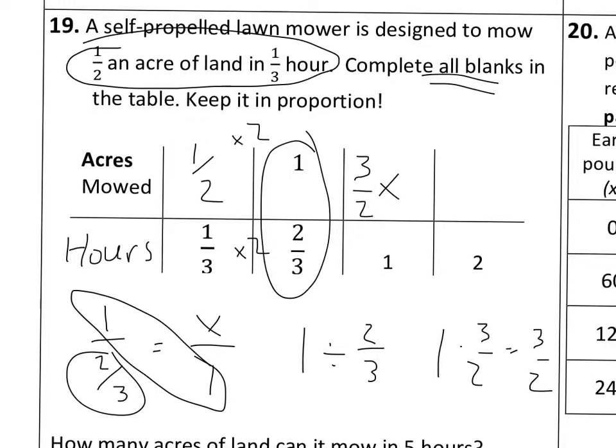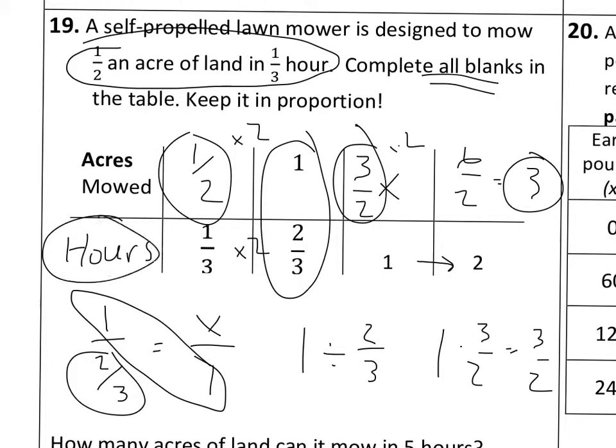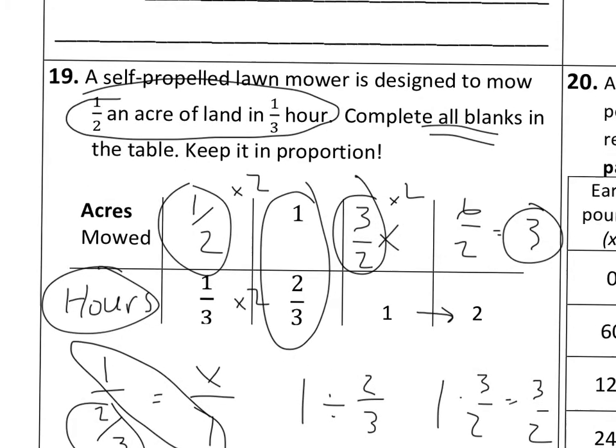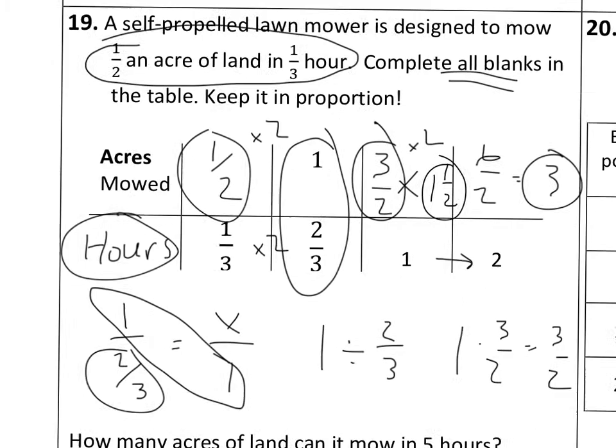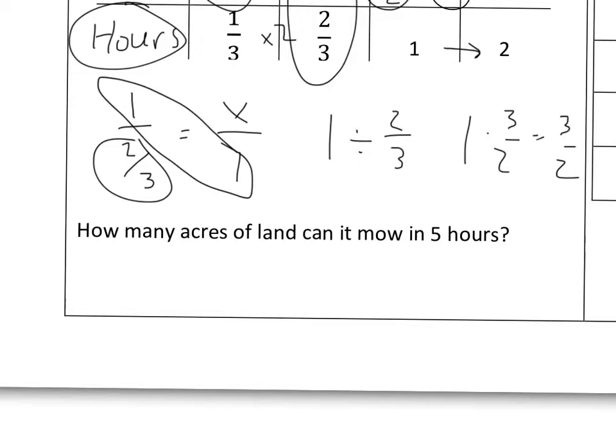And then in order to get to 2, well, I can just take a look at this. I know that 1 times 2 is 2, so I should be able to do 3 over 2 times 2, which gives me 6 over 2, which reduces to 3. So your answers were 1/2, 3 over 2, and 3 hours in this blank. Taking what we know, if we know that you can mow 3 over 2 acres, or 1.5 acres, in an hour, how much can you mow in 5 hours? Well, if you know 3 over 2 acres in 1 hour, how much can you do in 5 hours? Well, I know it's times 5.